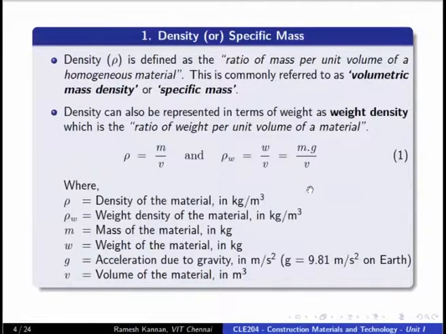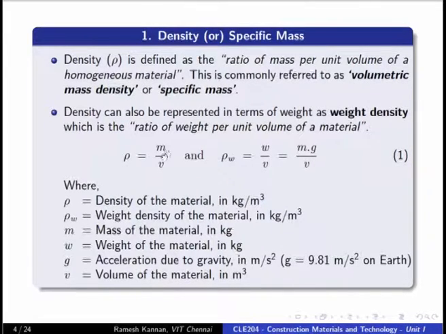And in the subsequent sections, we'll deal with some of the important physical properties, such as density, specific gravity, and so on. First is density. What is density? Density is the ratio of mass per unit volume of a homogeneous material. This is also known as volumetric mass density or specific mass. It is denoted by the Greek letter rho.